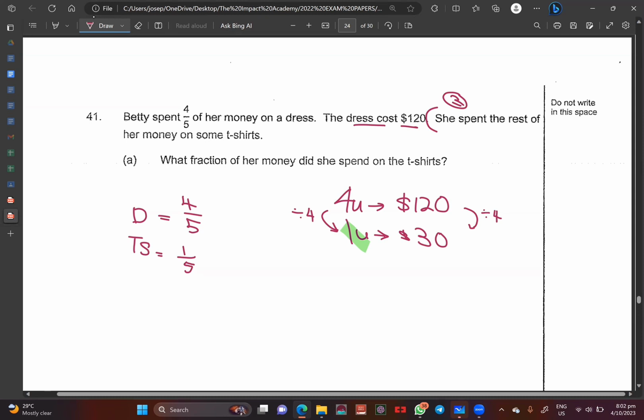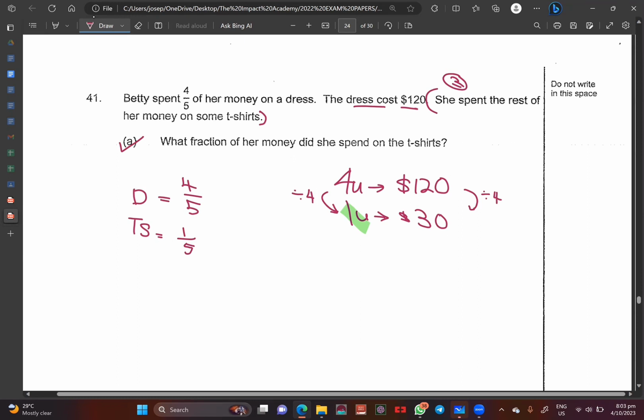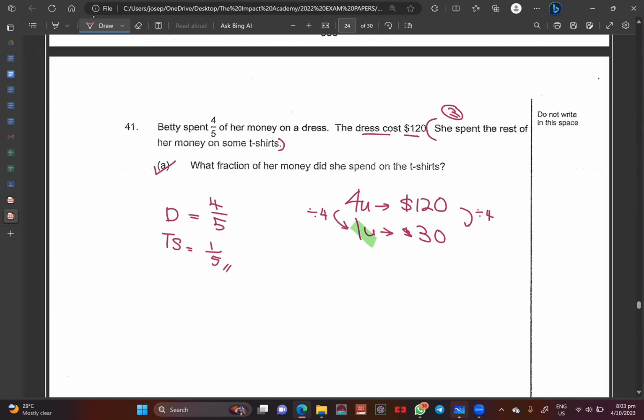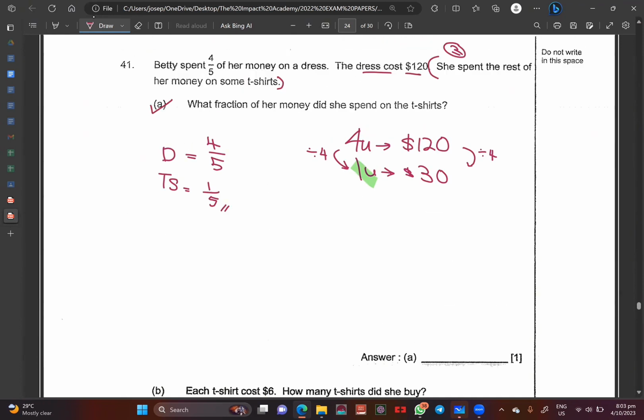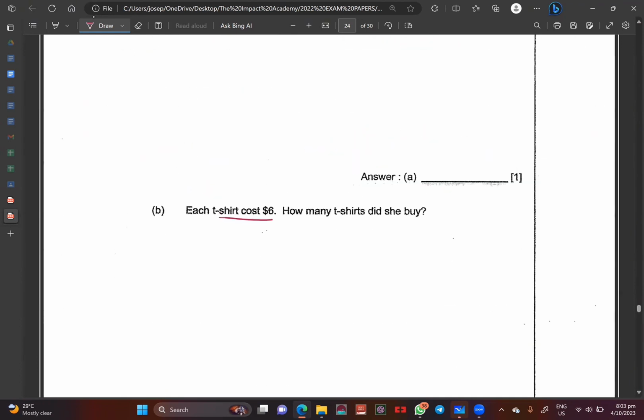Now I'm done reading every part of the sentence. I have broken it up and I have squeezed out all of my information. Now I move on to the next one. It says, what fraction of her money did she spend on the T-shirts? Therefore, oh my goodness, isn't this getting to my answer naturally? Now, the question says, each shirt costs $6.